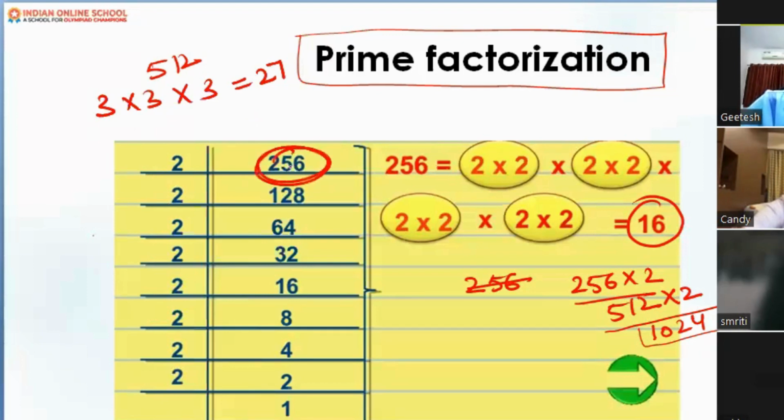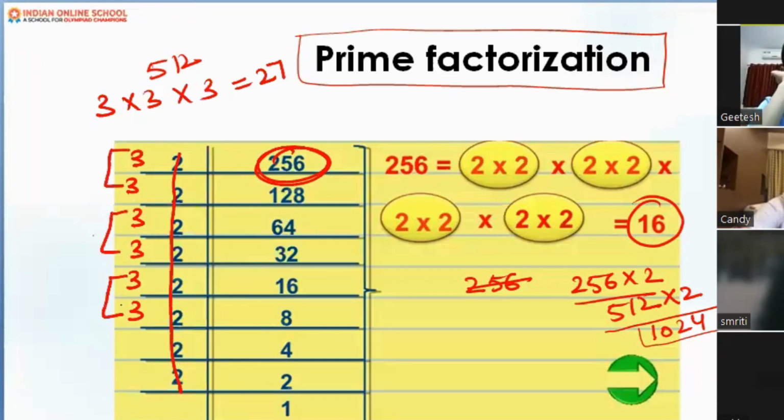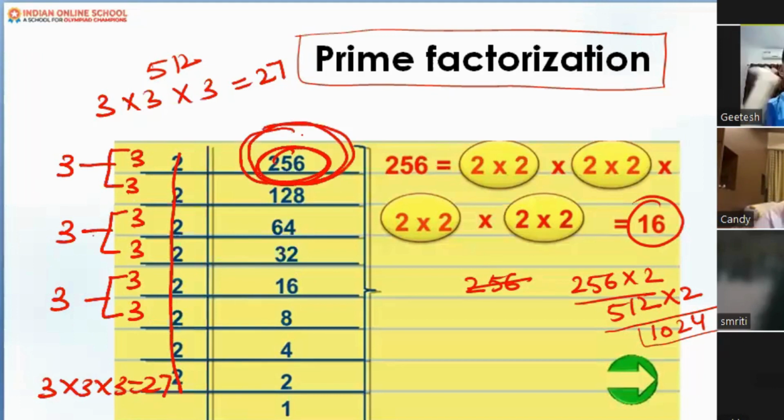Suppose any number is there, and instead of these 2's, we are getting 3 like that. From those, we can make 3 pairs of 3's. Now, from this, 1 3 will come outside, and here we are getting 3 times 3, which is 27. So whatever the number is here, that is a perfect square of 27.